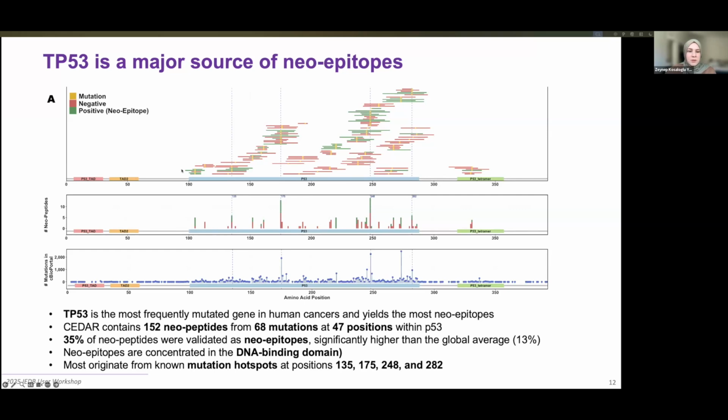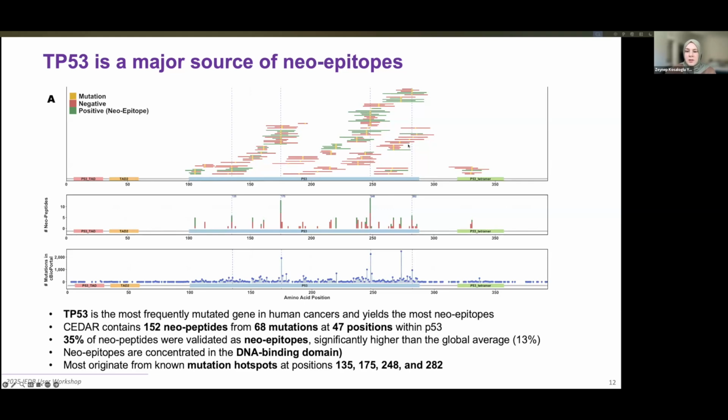So here in this plot, you can see the length of the TP53 protein. And then these bars represent the different neoepitopes and neopeptides across the TP53 sequence. So the red ones are the negative ones and the green ones are the positive ones. And yellow shows where the mutation is located within the peptide. And we can see that the majority of epitopes are located right here in this P53 binding domain.